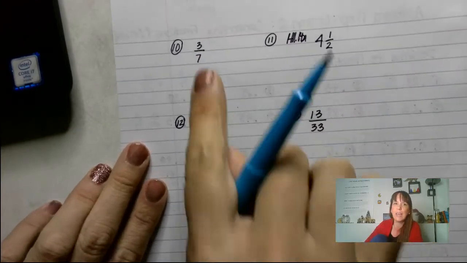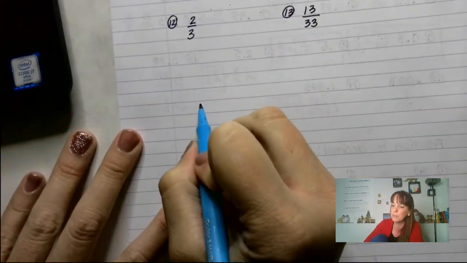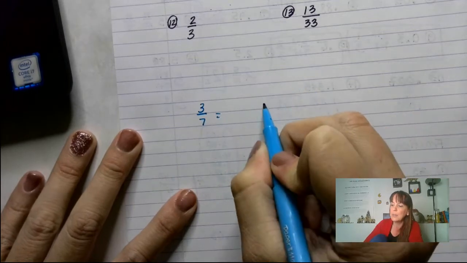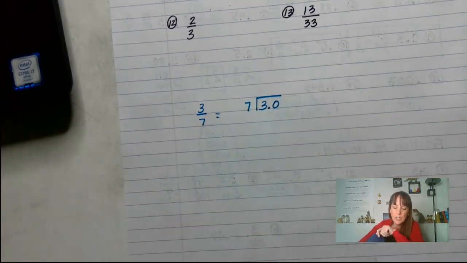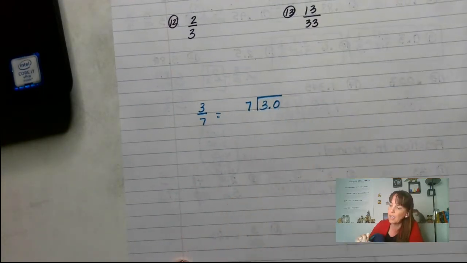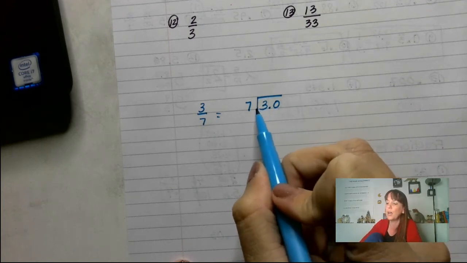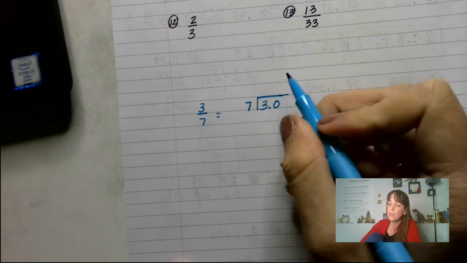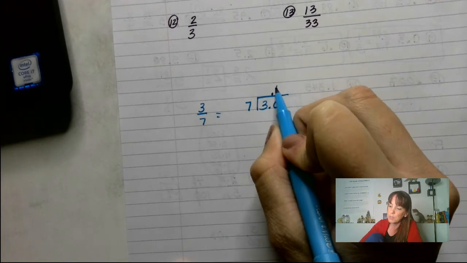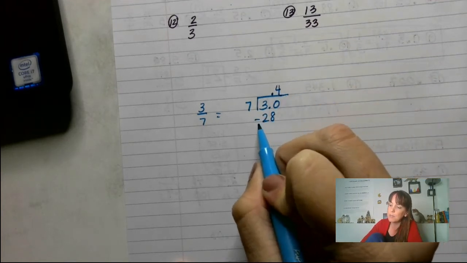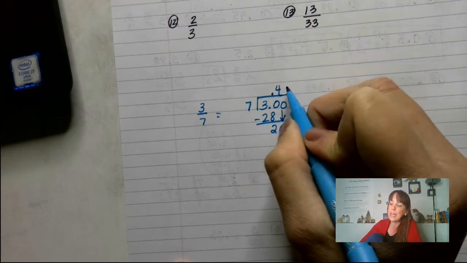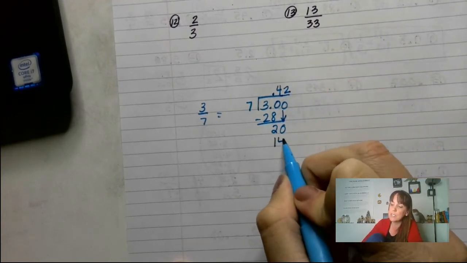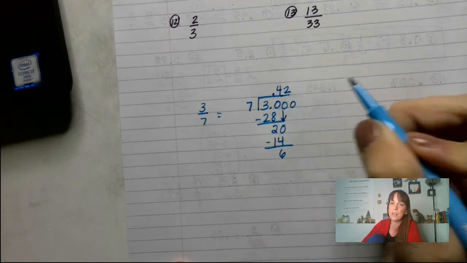All right, so that one takes a little bit of space, so I'm going to move that down here. 3 over 7, that's going to be 3 under the table, 7 on top of the table. So 7 goes into 30 4 times, so I'm going to put this up here, now I get 28. When I minus that, I get 2, I bring down a 0. 7 goes into that 2 times, that gives me 14, I get a 6, I bring down another 0.